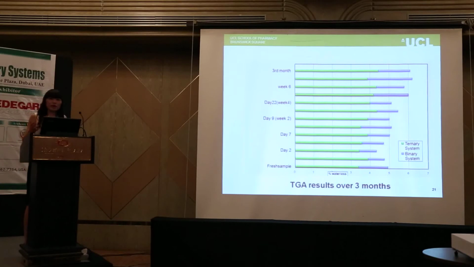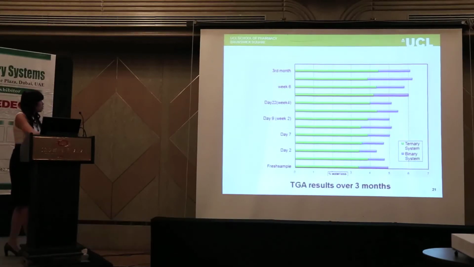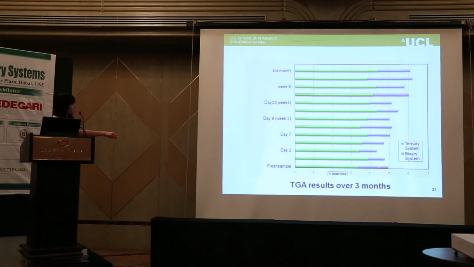And then we carried out the long-term stability study. After the 3 months stability, we used the TGA to monitor the whole system all through the period of time. So as you can see here, the bluish color is the binary system, and the green color is the ternary system. From the fresh sample until the end of the study, the ternary system always shows a very low water content, which means during the whole process, it absorbs water really, really lower than the binary system.